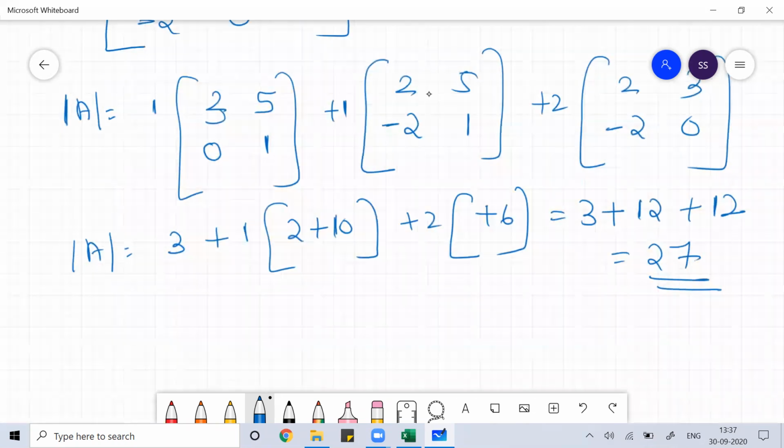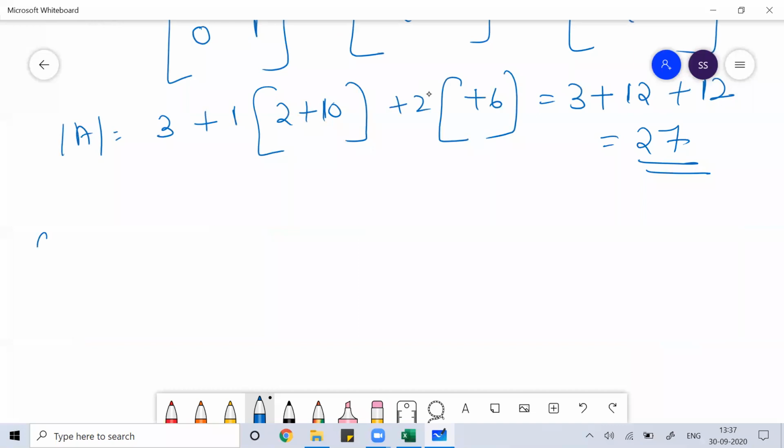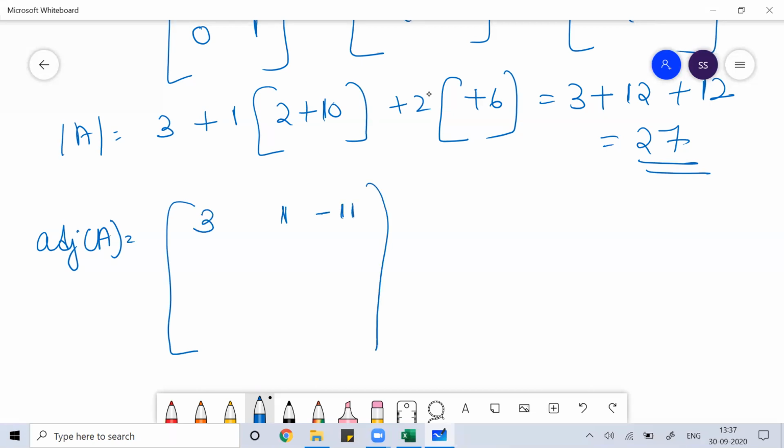So what is the adjoint of A? The adjoint of A I got is 3 1 -11, then -12 5 -1, then 6 2 5. So the inverse of A is 1 by 27 of the adjoint.